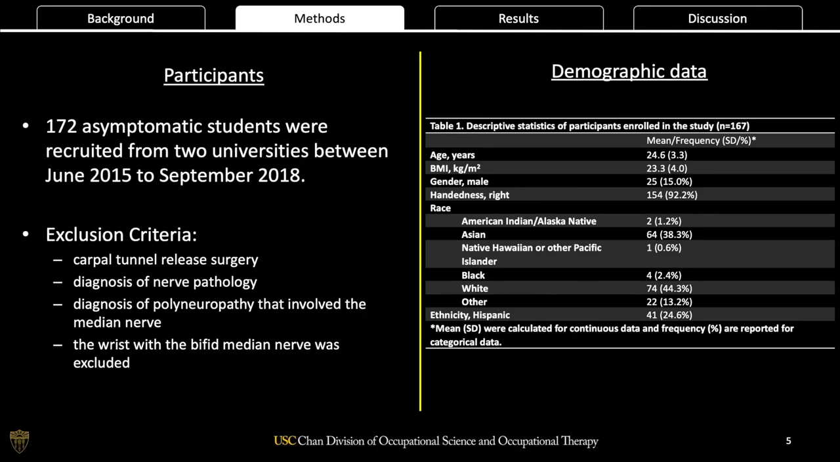In our study, we recruited 172 asymptomatic students from 2 universities. Participants who have a history of carpal tunnel release surgery or diagnosis of nerve pathology or polyneuropathy that involved the median nerve were excluded. Also, those with a bifid median nerve were excluded. We ended up with 167 participants with an average age of 25 and a majority of female.